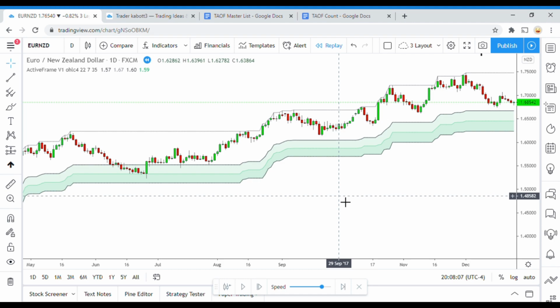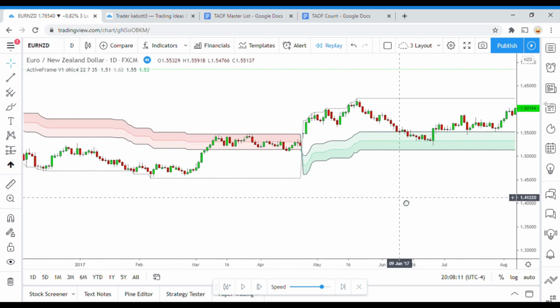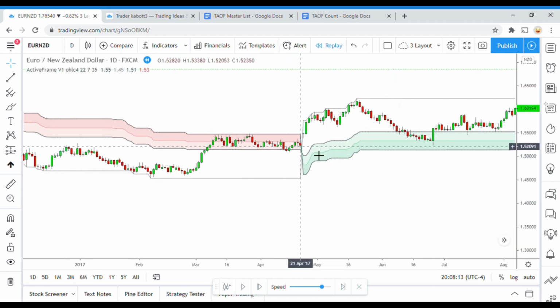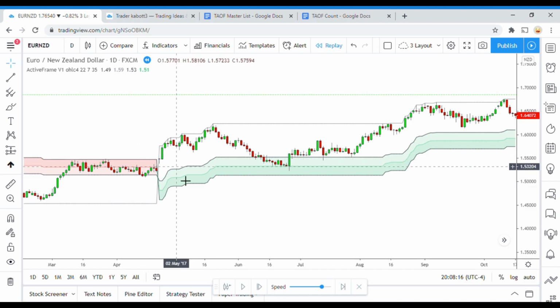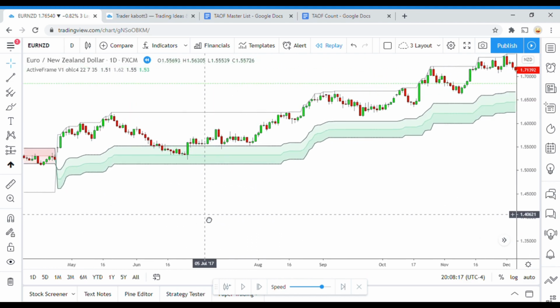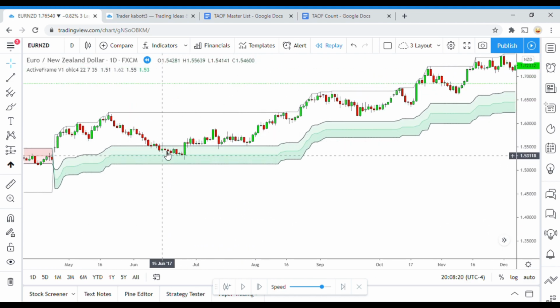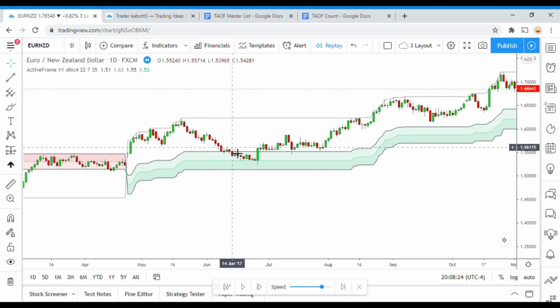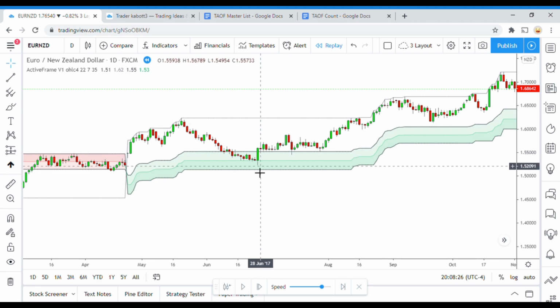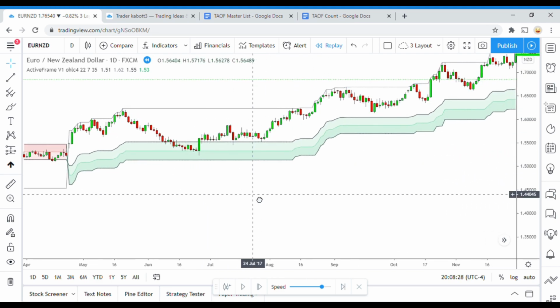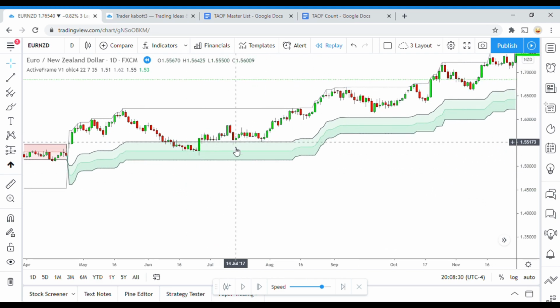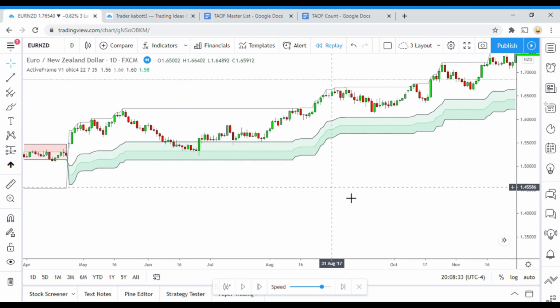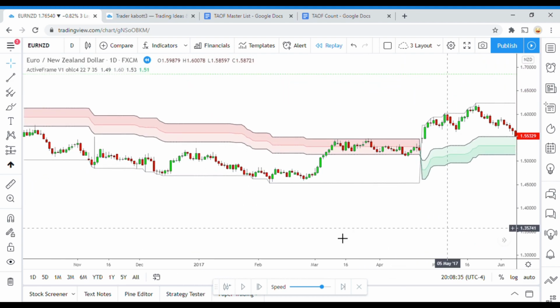And so obviously, I'm assuming that these are entry points, right? And then I am assuming that these, like instances like this right here, are a reversal or a pullback style of a signal.